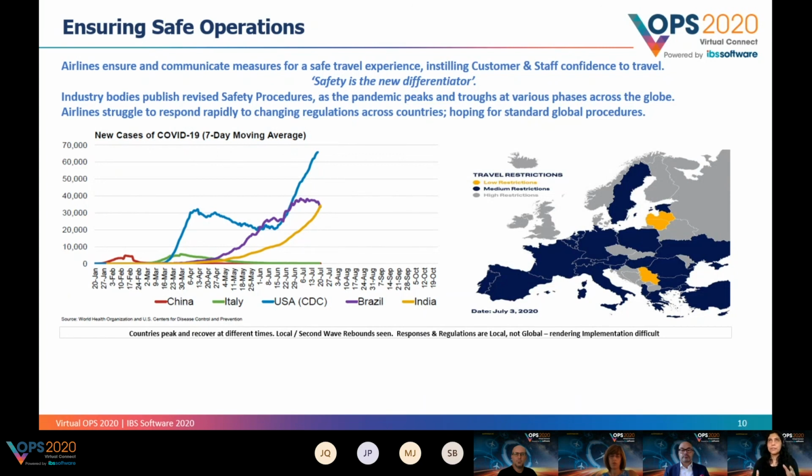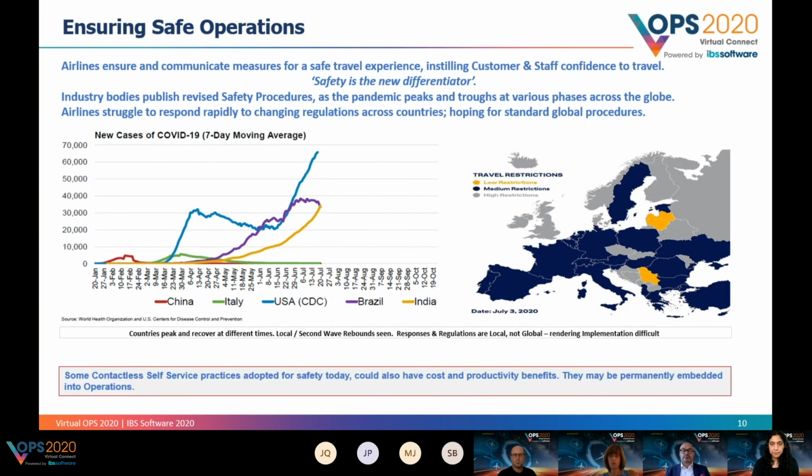There was not a standard process or a standard timeline within which requirements of safety were changing. One country would say these are my regulations, another country would say these are my regulations. So airlines had to very quickly respond to it, and they were hoping there were standard global procedures here. But they did feel that in the process, they would come up with some very good contactless self-service practices, for example, in their check-in, or in their immigration, or in their crew briefing practices, which they think would move on and become long-term practices.